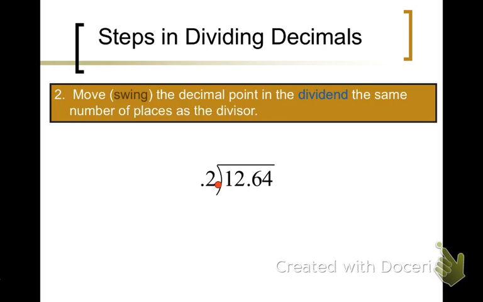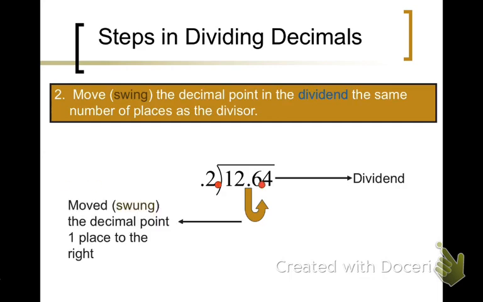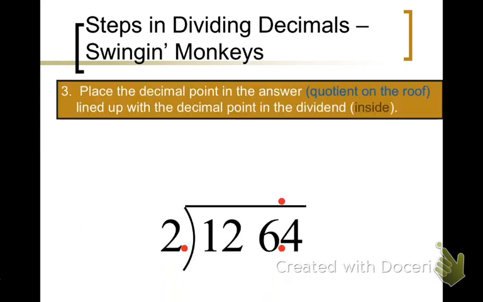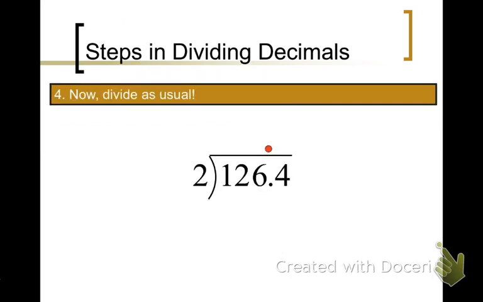Because I did that on the outside, I also need to do the same thing on the inside. I need to take the 12.64 and take that decimal and move it 1 place to the right in my dividend, making it 126.4. So again, just demonstrating those moving decimals here. And then I need to bring my decimal straight up to the top, and then I can solve it like a regular division problem. So let's go ahead and do that.